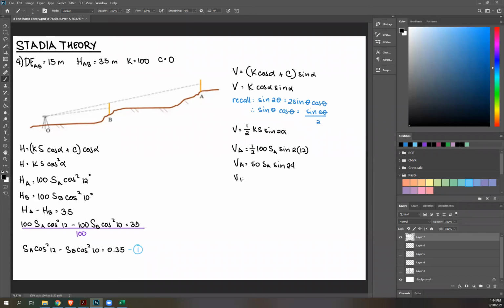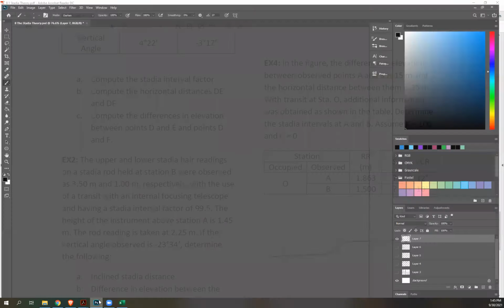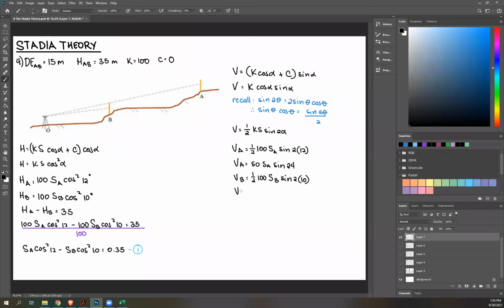Okay, now let's do the same for VB. VB equals 1/2 times 100 for K, again, because that's a constant. This is now SB sine 2 times 10. Once again, simplifying, VB equals 50 SB sine 20. Okay, so now I have the equations for VA and VB. I need to relate that to this distance in difference in elevation. Okay, I'll just move this first.